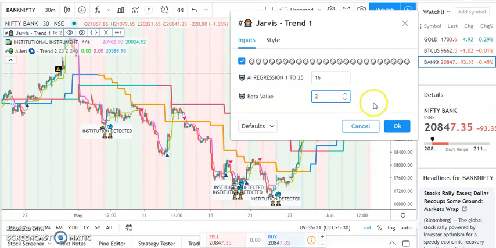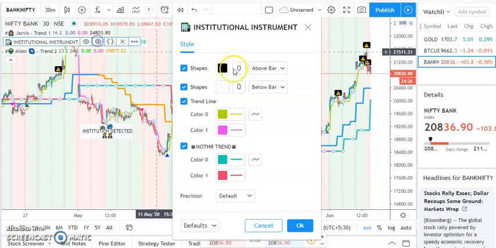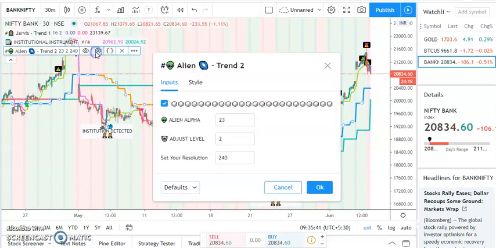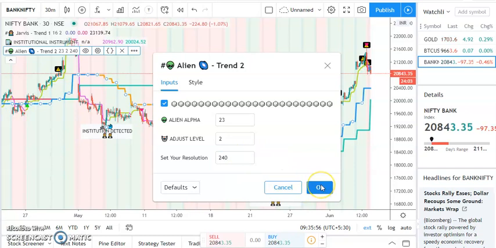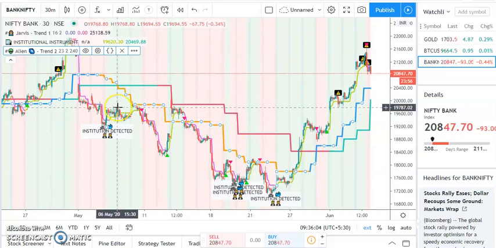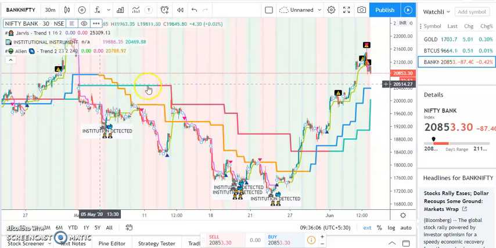That's the first thing. Next, go to institutional instrument, keep it as it is. Mother trend, don't change it, because this will give you the market direction. Alien trend is also the same thing, 23 and 2, tried and tested for different markets. If you want to set your resolution, you can change it to 60, or 40, any number you want. It's all in minutes. It's better not to change it because it is optimized for these settings. Okay, done.